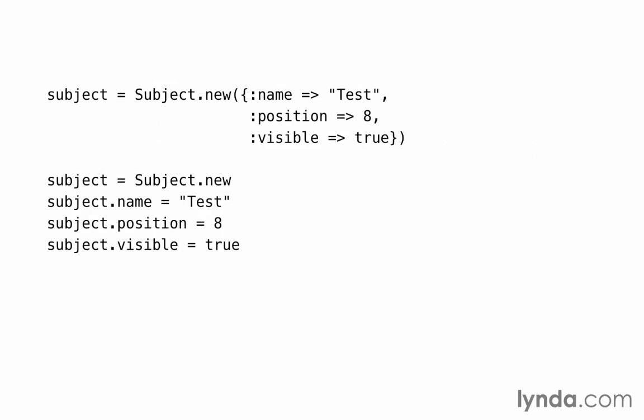Rails is making our lives much easier by allowing us to assign values to this object all at once instead of one by one. Unfortunately, this convenience also introduces a major security issue.